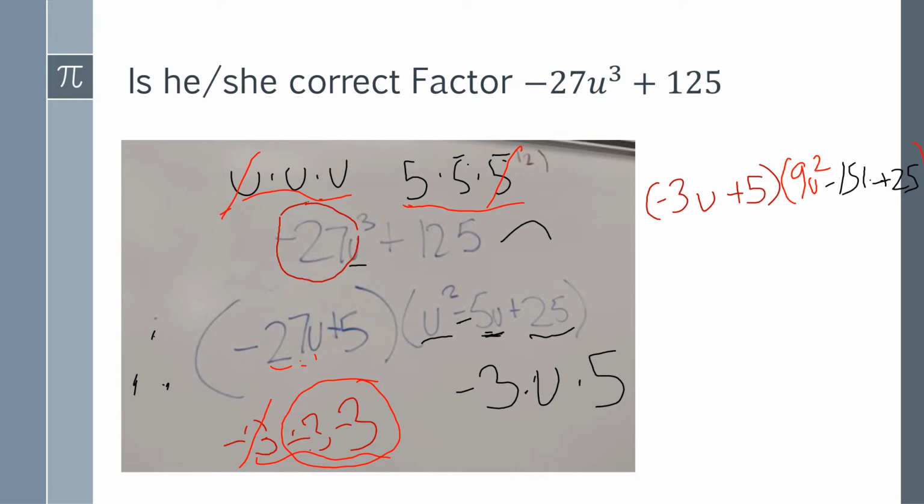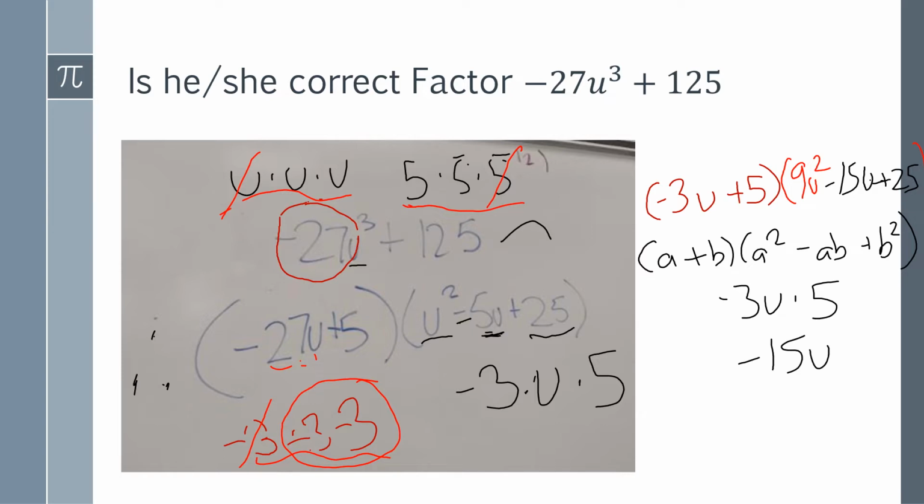All right, now we have one thing left to do. We know our final answer should look something like A plus B, times A squared minus AB, A times B that is, plus B squared. So for the middle term, we got the negative 15u. When we multiply the negative 3u times 5, we get negative 15u, but we already start out with the negative in the formula. So that negative in the final answer is going to become positive 15u. So that should be the final answer.